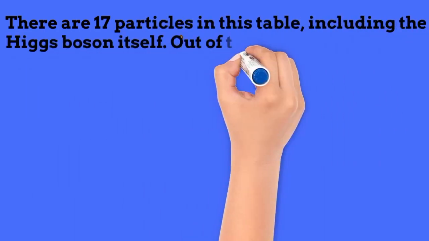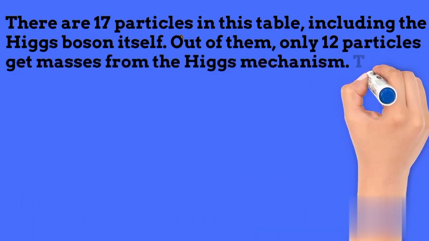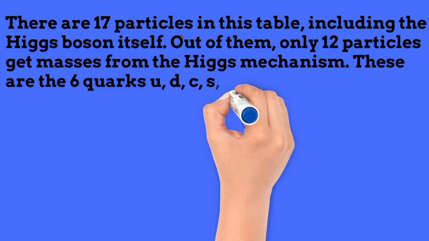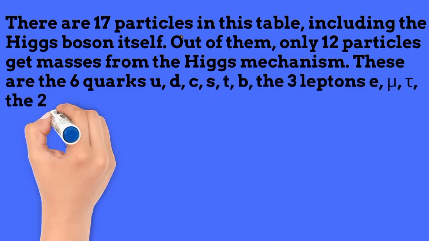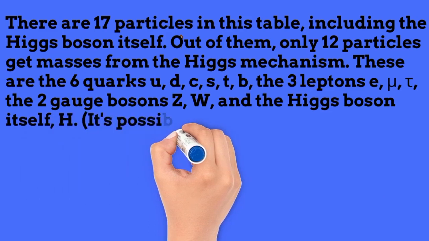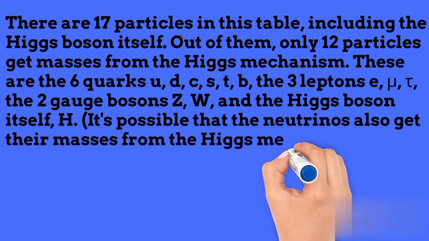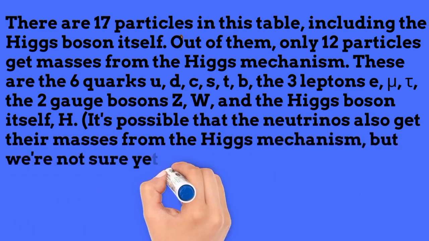Out of them, only 12 particles get masses from the Higgs mechanism. These are the 6 quarks U, D, C, S, T, B, the 3 leptons e, mu, tau, the 2 gauge bosons Z, W, and the Higgs boson itself, H. It's possible that the neutrinos also get their masses from the Higgs mechanism, but we're not sure yet.